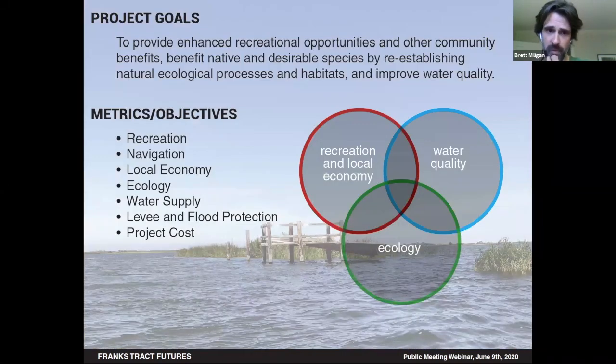And our project goals. So overall, our statement is to provide enhanced recreational opportunities and other community benefits, benefit native and desirable species by reestablishing natural ecological processes and habitats, and improve water quality. So overall, we see these as 3 equal standing goals: recreation and local economy, water quality, and ecology. The first round of this project, the feasibility study, met water quality and ecology requirements, but did not meet the recreational and local economy. We heard you loud and clear.